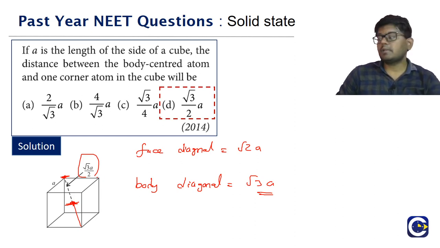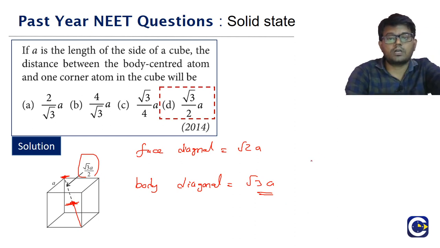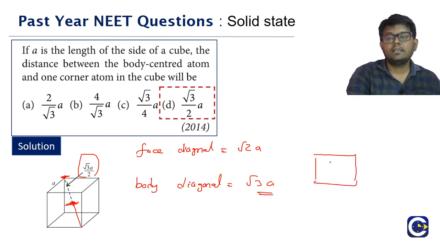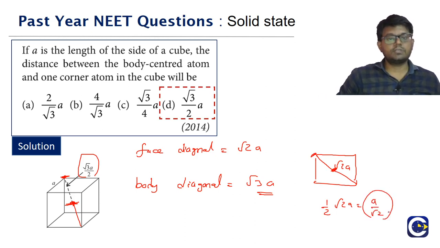Sometimes they will ask another question: what is the distance between the center of a face and a corner? If you take any face, the distance from one corner to another corner is the face diagonal, root 2a. If they ask the distance from the face center to one corner, it is half of root 2a, which is a by root 2. This is not related to the question, but if you have a question like this, we need to look at that kind of situation also.